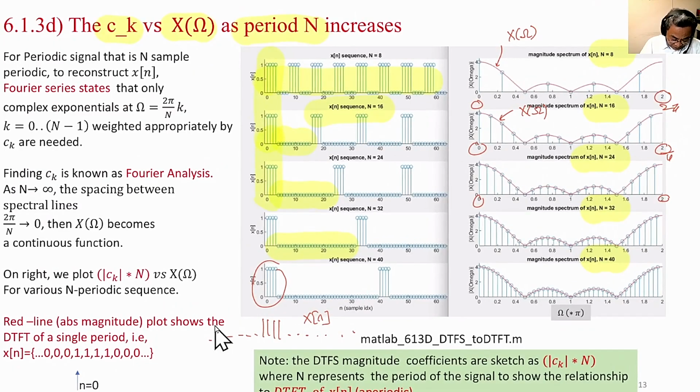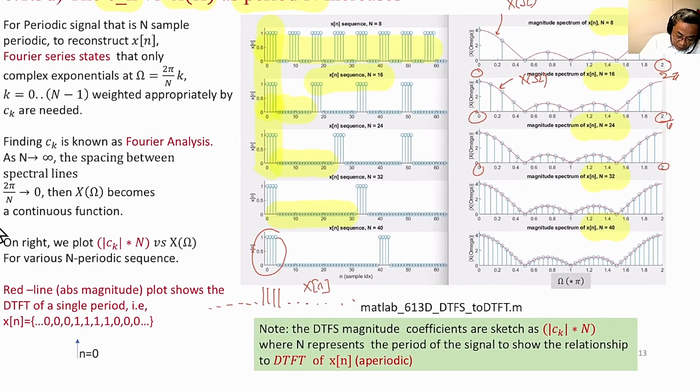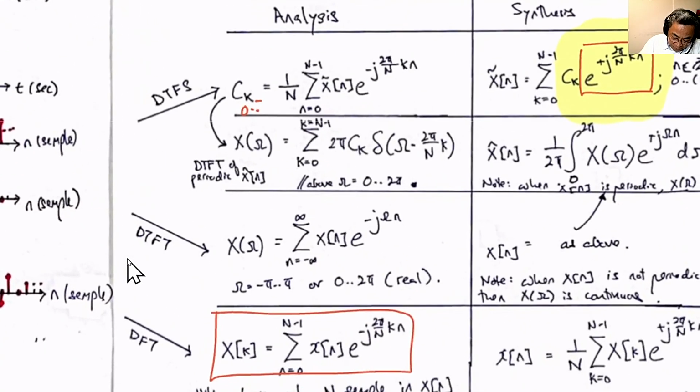So this is the figure. On the right we are plotting X(omega), but we are plotting not only the absolute value of Ck, but the absolute value of Ck multiplied by N. Why is this so? Let's see the equation. Let's see the analysis equation.